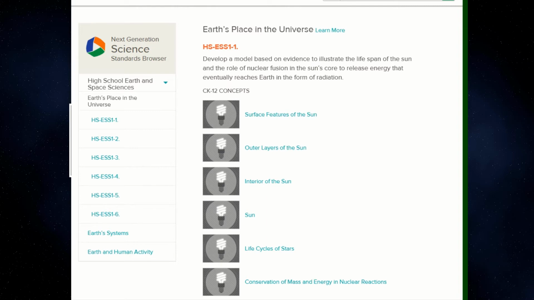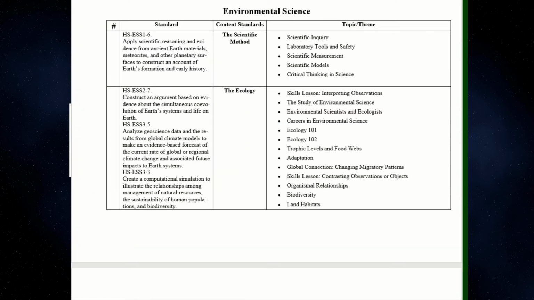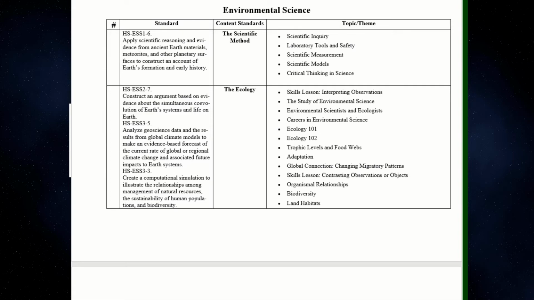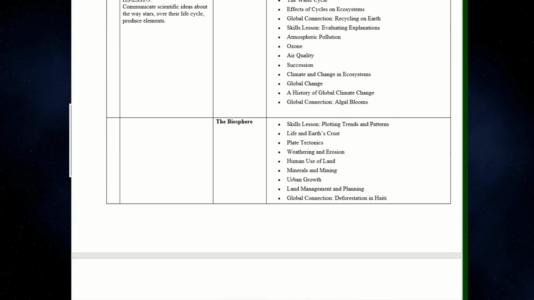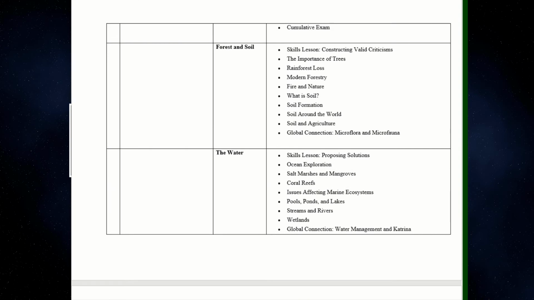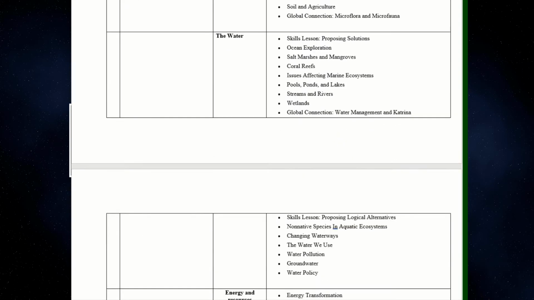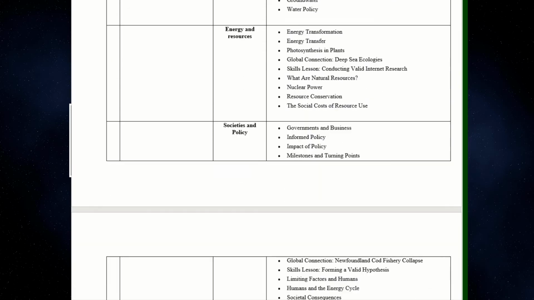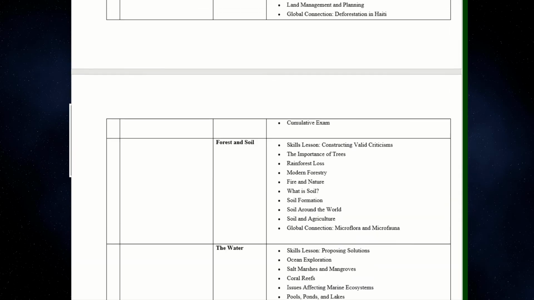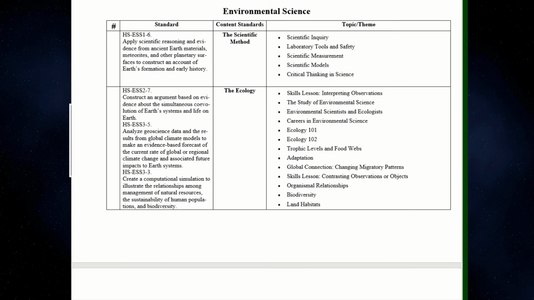For example, I have chosen these standards for grade 12: scientific method, ecology, biosphere, forest and soil, water, energy resources, societies and policies. So these content standards will be covered in grade 12. Now we cannot teach all these topics and themes.